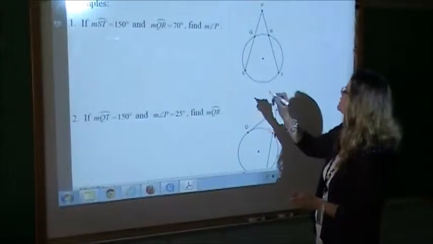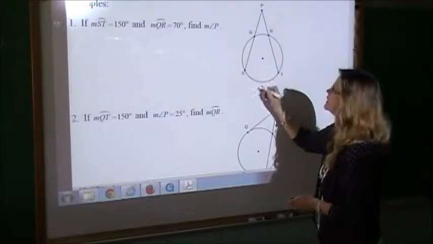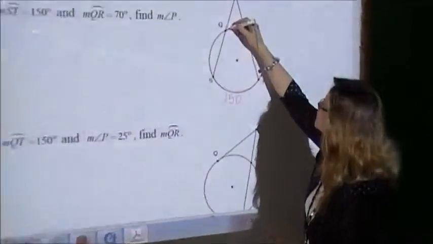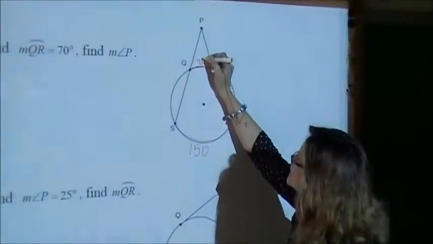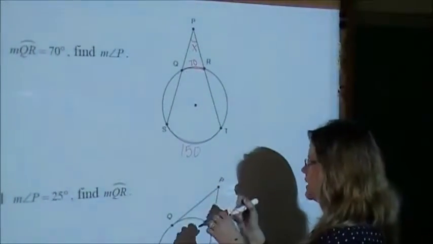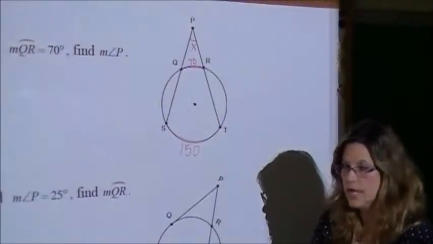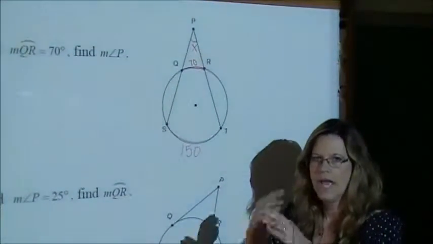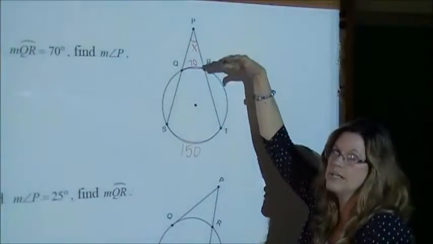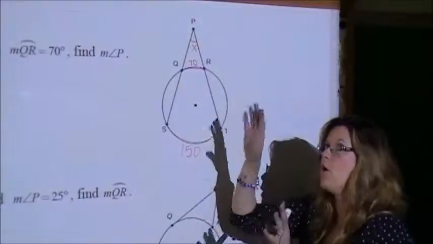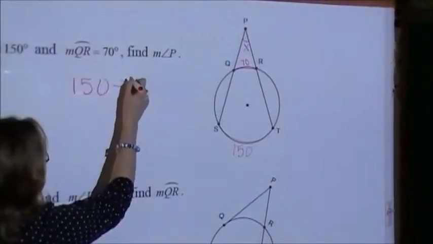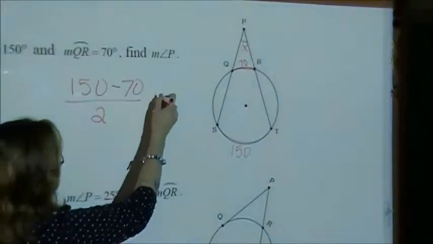If the measure of arc ST is 150 degrees, and the measure of arc QR is 70, can we find the measure of angle P? I'm going to label that X. Your brain's got to process. There's 4 kinds of angles: central angles, inscribed angles, angles that come from an X inside the circle, or an angle that's outside the circle. Once you've identified what kind, hopefully your brain will say, oh, I know, this is the formula where I have to take the bigger arc minus the smaller arc and divide it by 2 to get my angle measure.